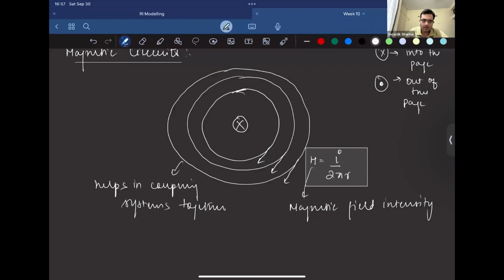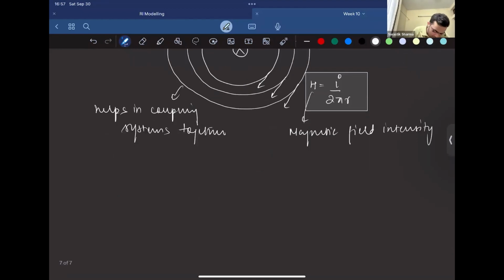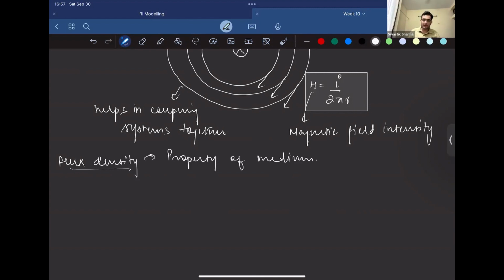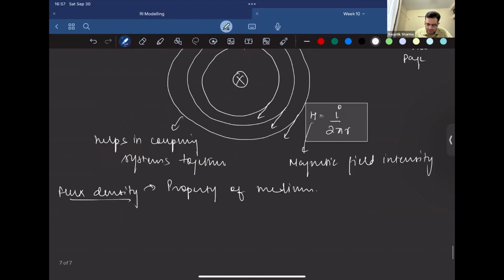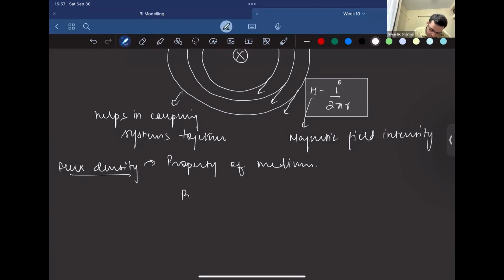Now, there is one more thing, the concept of flux density. Flux density is a property of the medium in which this flux is established, right? It's nothing but B equals mu naught H. So that's how this flux density is denoted. It's measured in Weber per meter squared or Tesla.